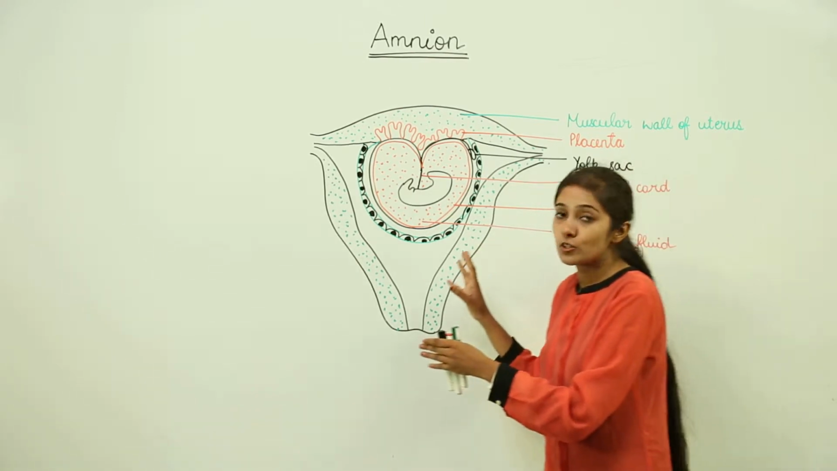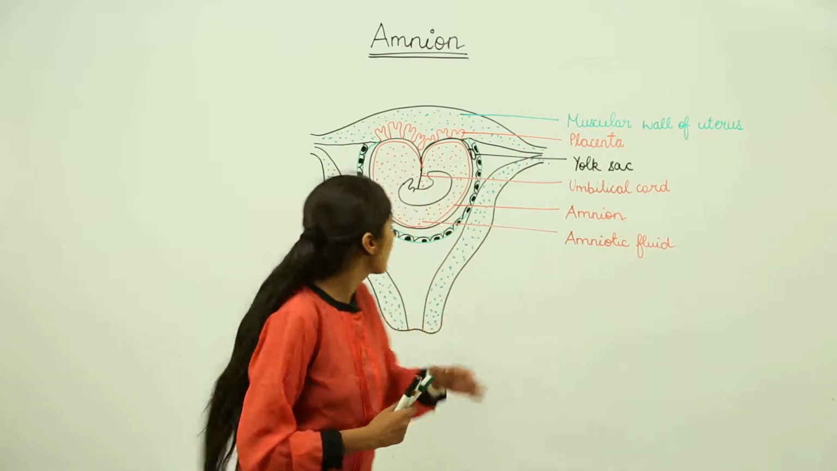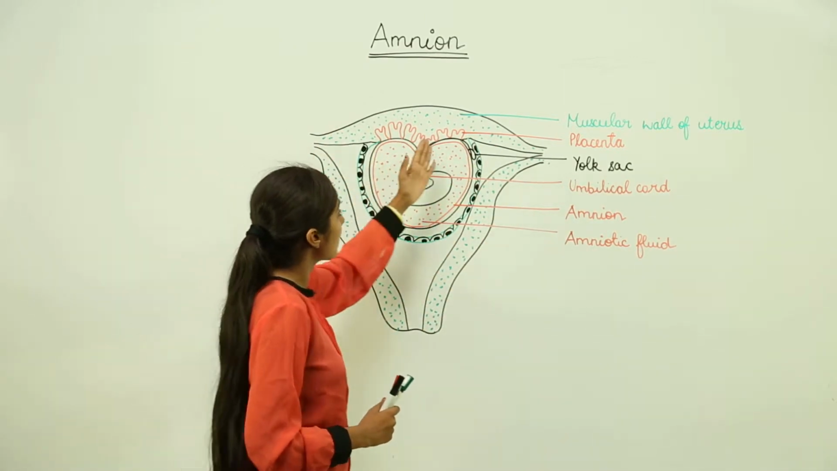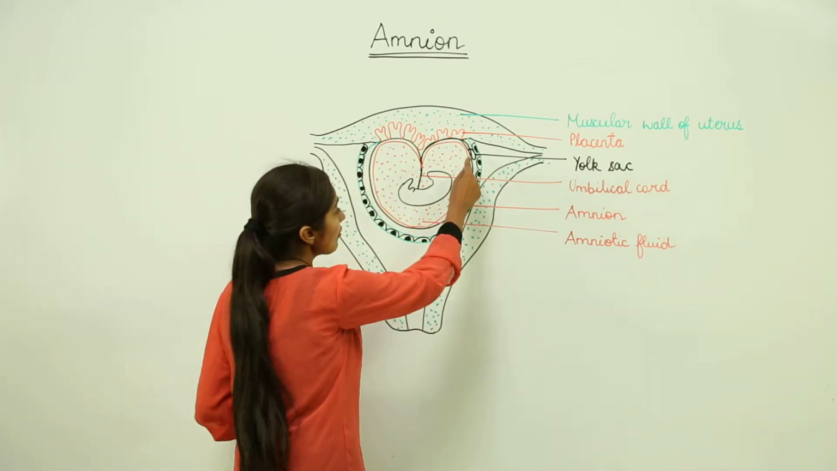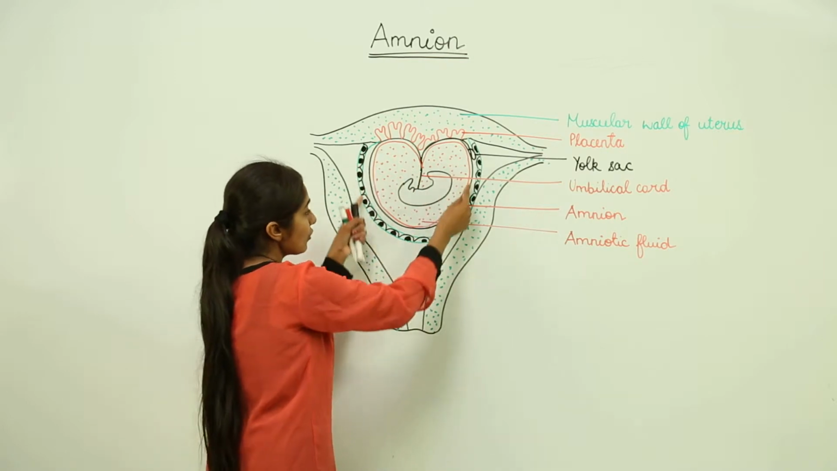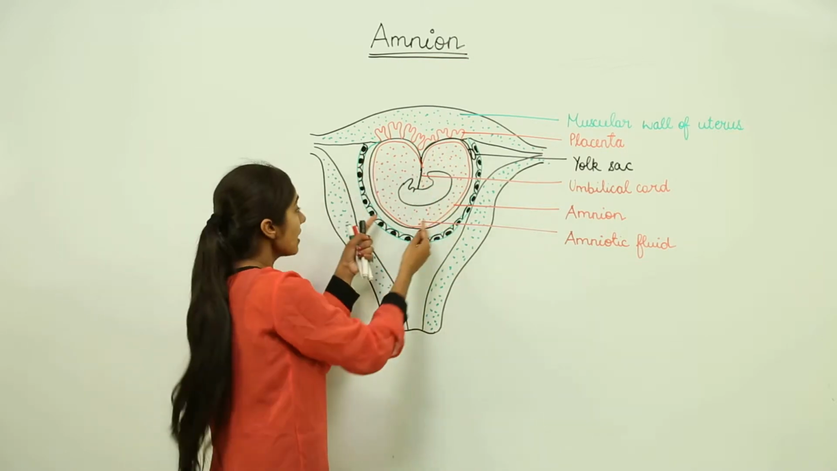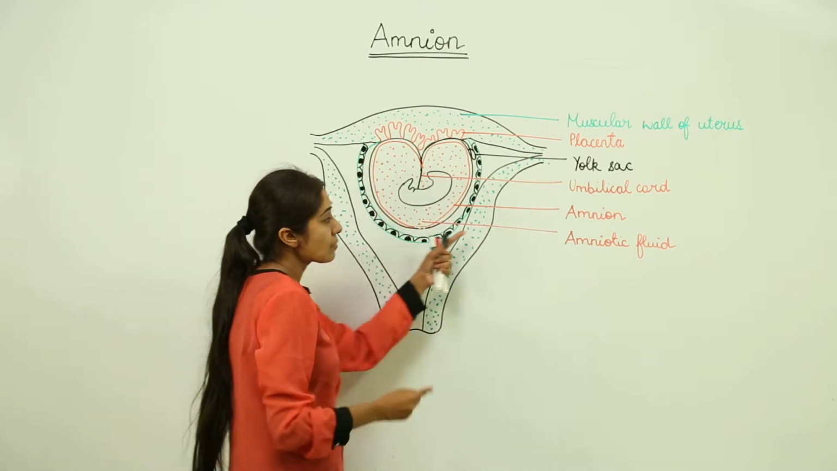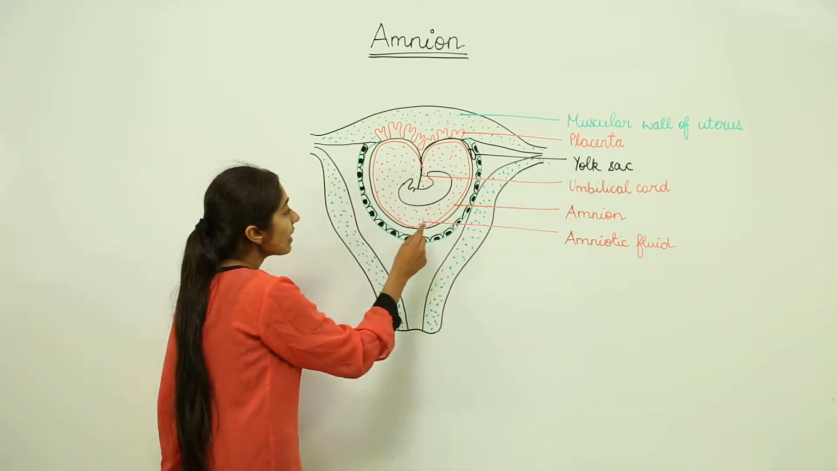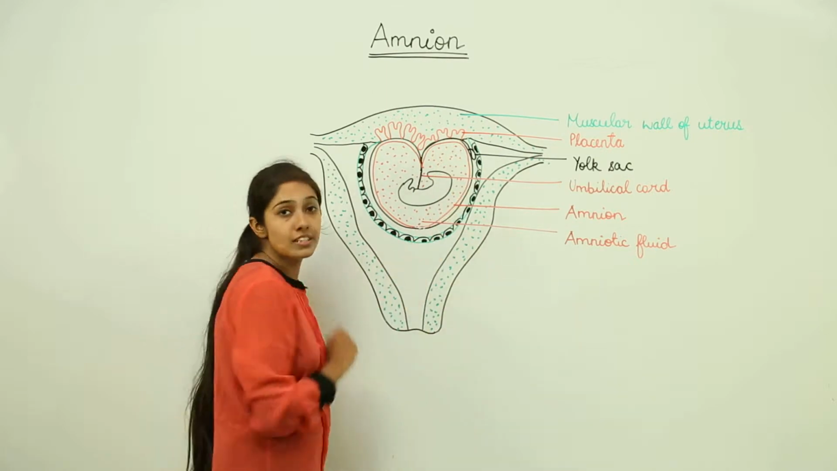So this is the stage when the fetus is there, right? You can see this muscular wall of the uterus, and this is the placenta. Then we have a yolk sac, and this is the umbilical cord, and the sac which is actually surrounding the fetus, this sac is known as amnion. Now this amnion sac is surrounding the whole fetus.